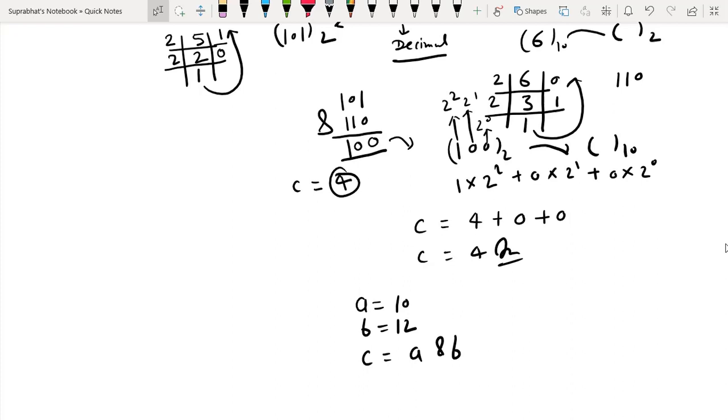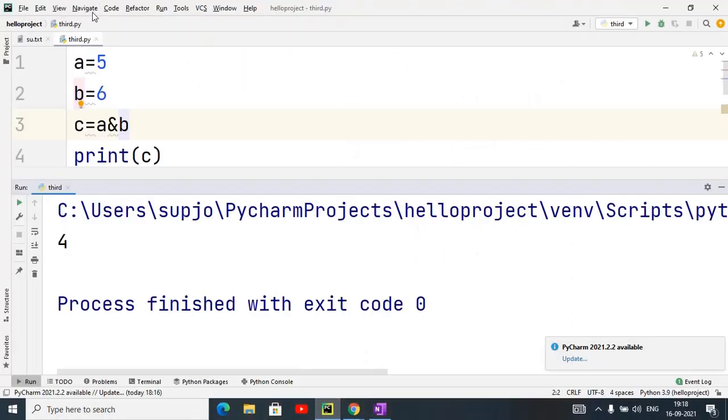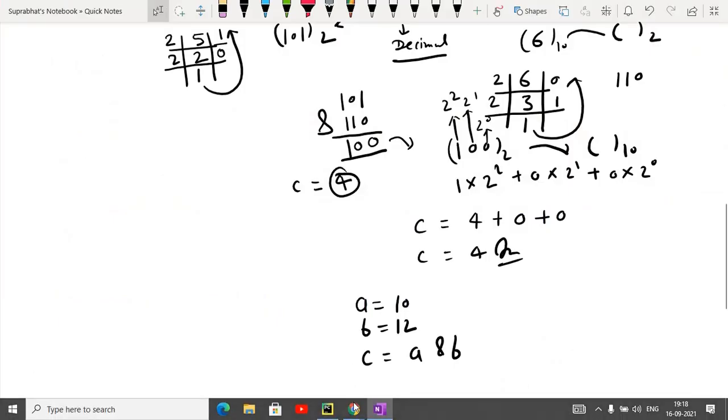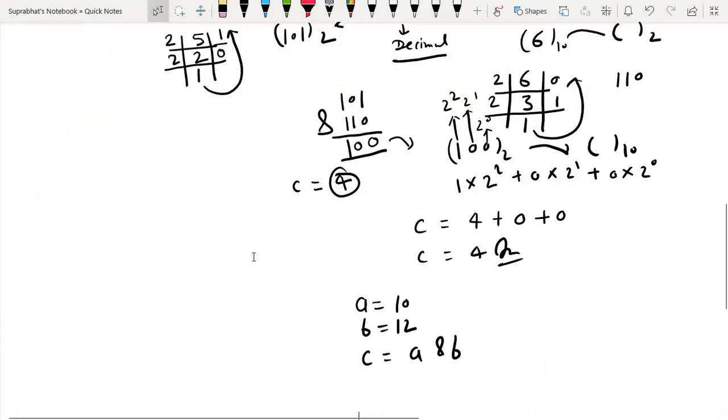So 8. Let's see in PyCharm what is the output. We have taken a equals to 10, b equals to 12. When I am executing this, yes, output is 8. Everyone has got the result 8, or again I will explain it.